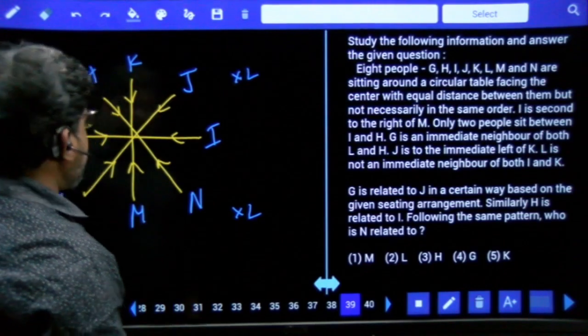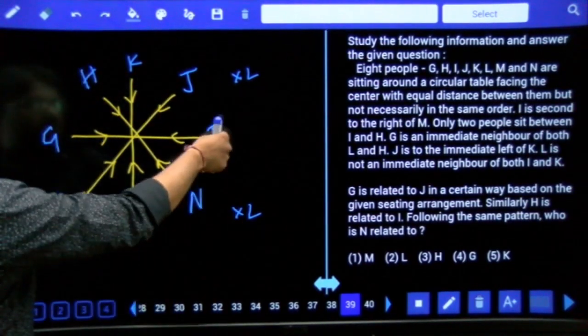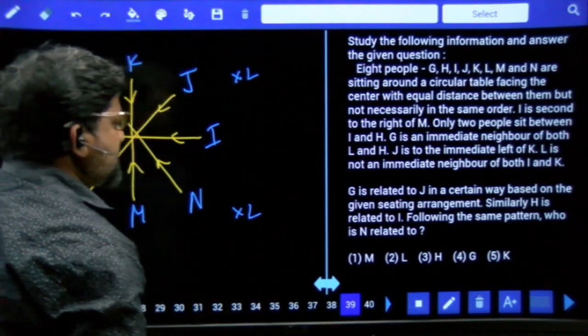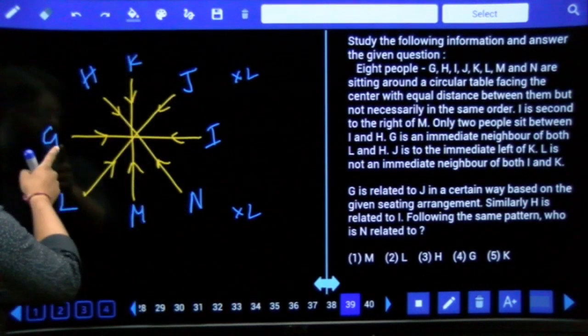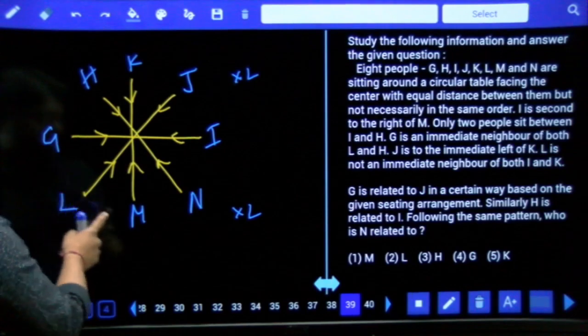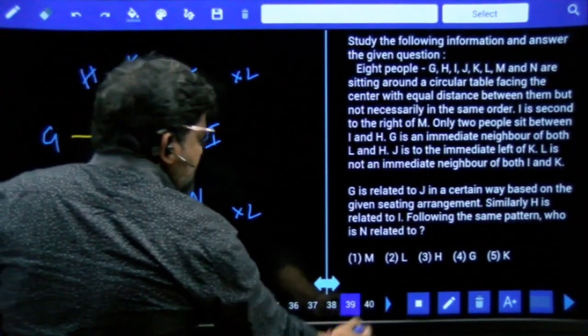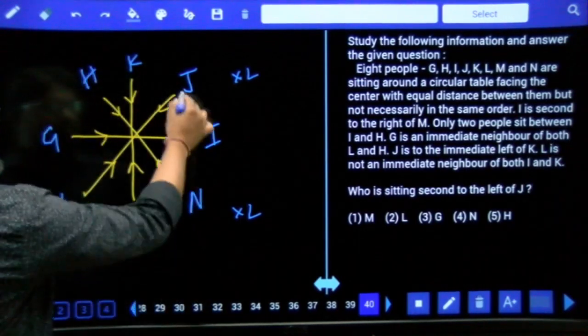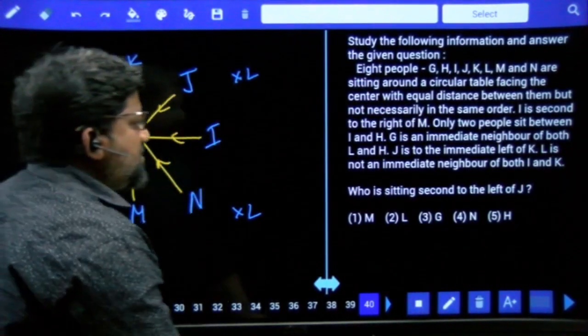Similarly, H is related to I. Third to the right of I is H. Following the same pattern, who is related to N? N is related to G because third to the right of G is N. Next, who is sitting second to the left of J? Second to the left of J, 1, 2, is N. Option 4.